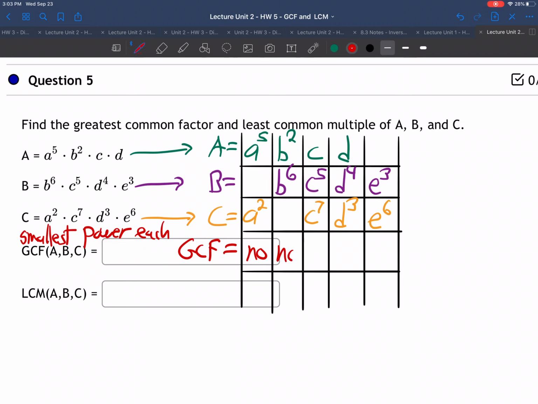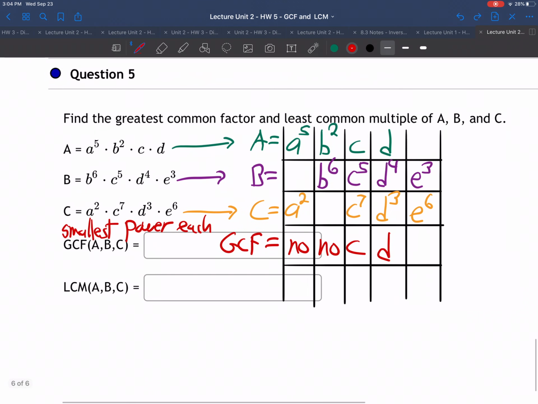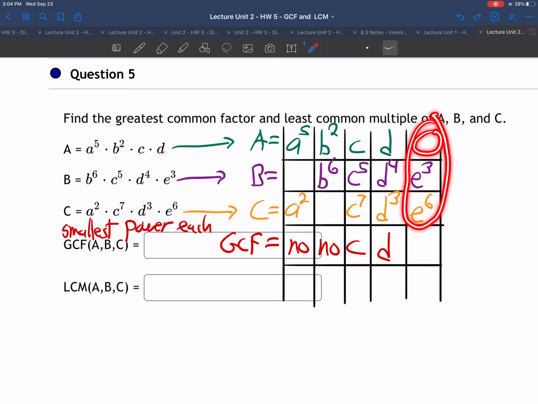So that's another none. How about when it comes to C's? What's the smallest power somebody has? Well, it's just a single C, isn't it? It's this guy right here. Okay, when it comes to D's, what's the smallest power somebody has? It's this one, a single D, right? A single D right there. And when it comes to E's, what's the smallest power somebody has right there? None. So what do we end up with? C times D, right? We just have a C and a D. That's the GCF, C times D.